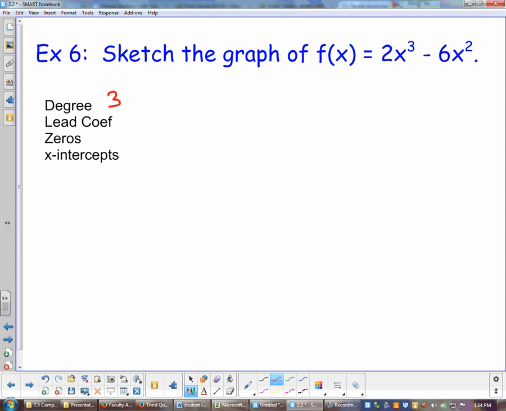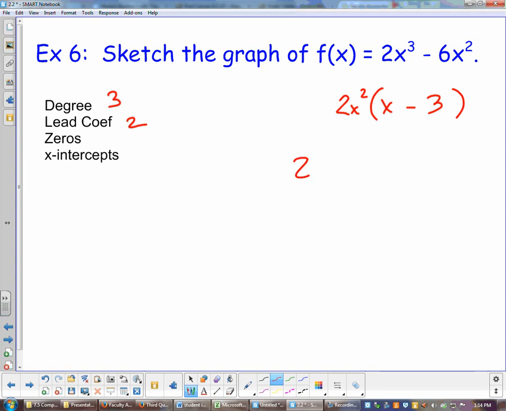Brendan, what's the leading coefficient? All right. Does anyone have to hold up fingers for you on that one? All right. And to find the zeros, we're going to need to factor. So if we factor out what? 2x squared. And then what's going to be left? X minus 3. Everybody agree?